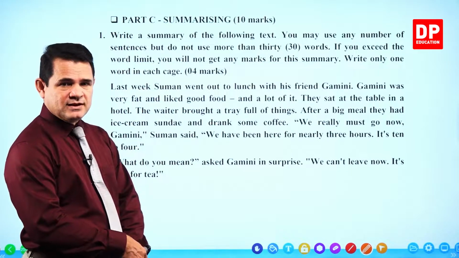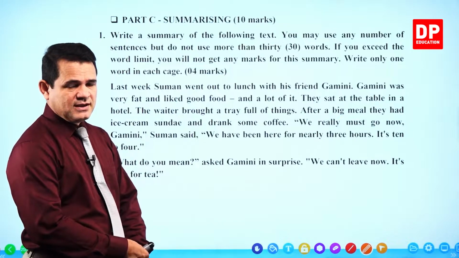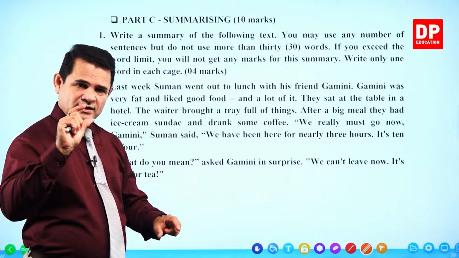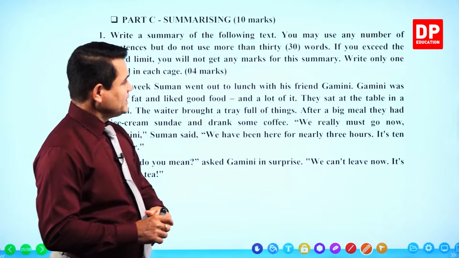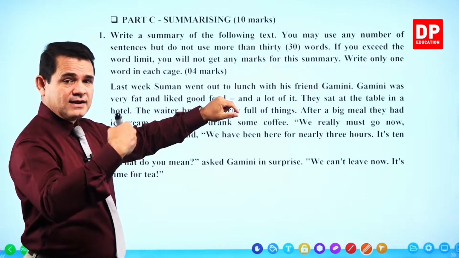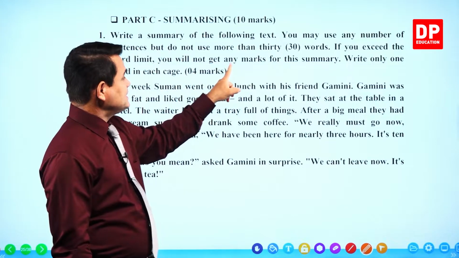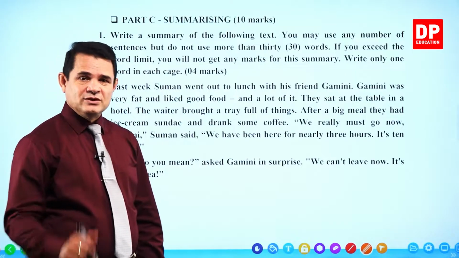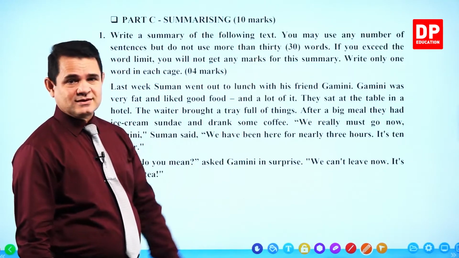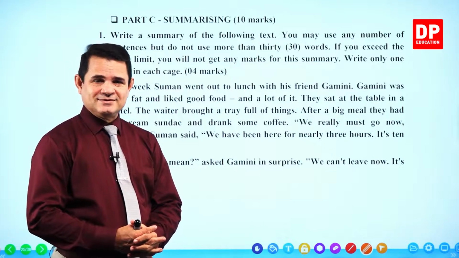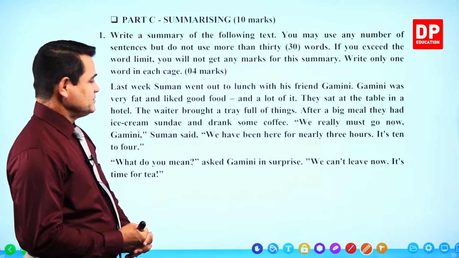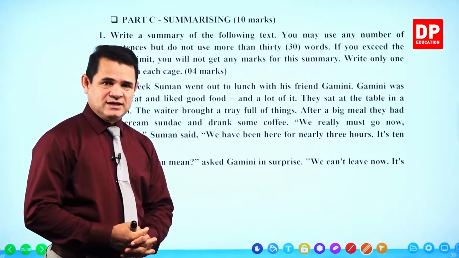So when you write a summary, they give you a space. So then if you exceed the word limit, if you exceed this 30 words, you will not get any marks for this summary. You will get a 0. So you see, dangerous. Right. Write only one word in each cage.